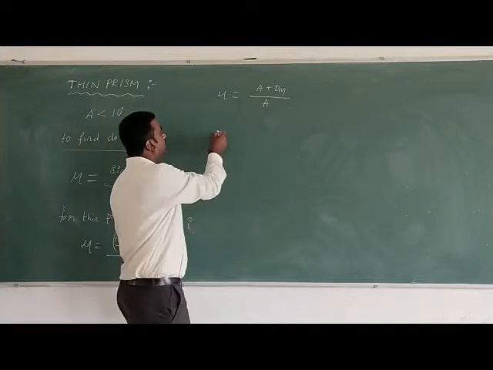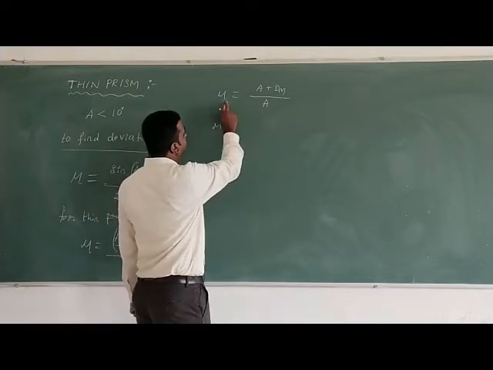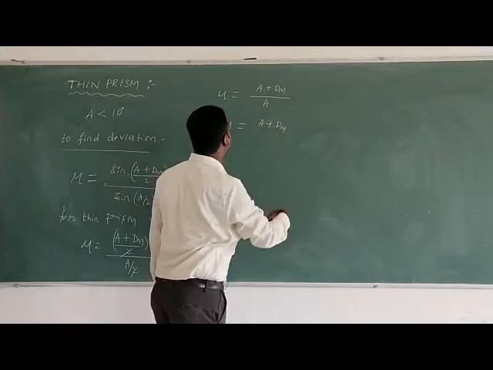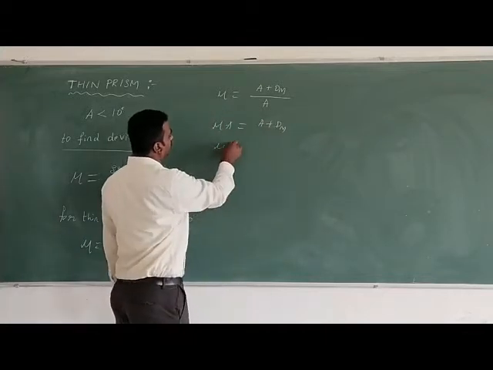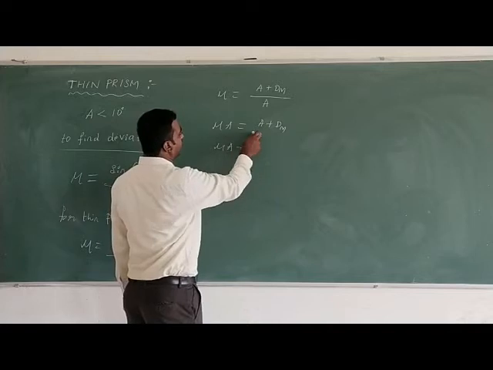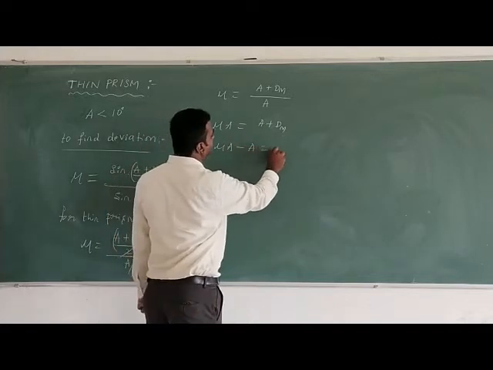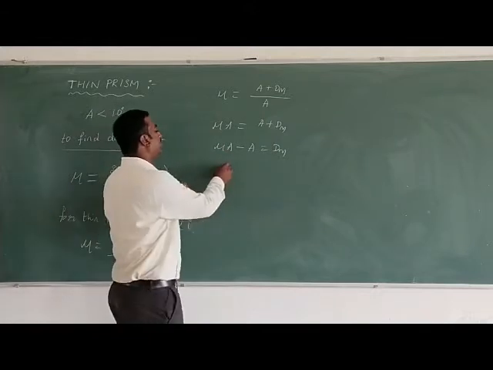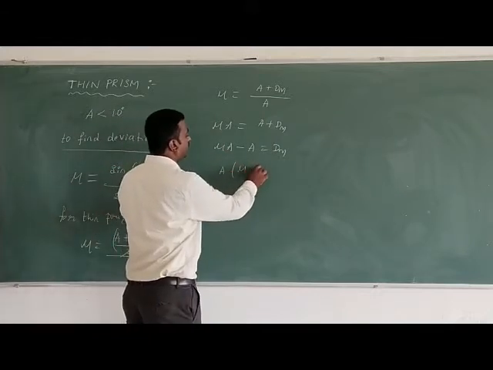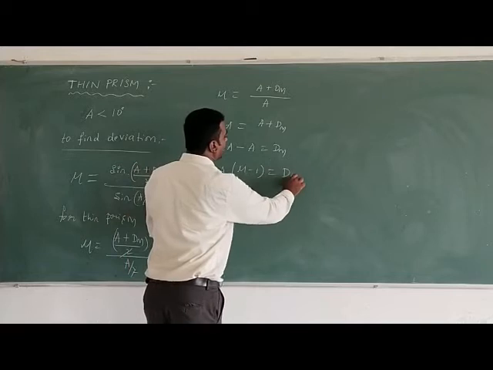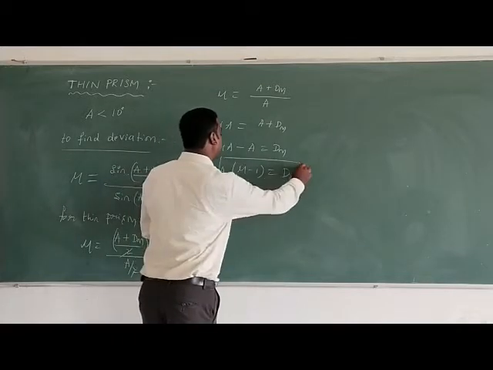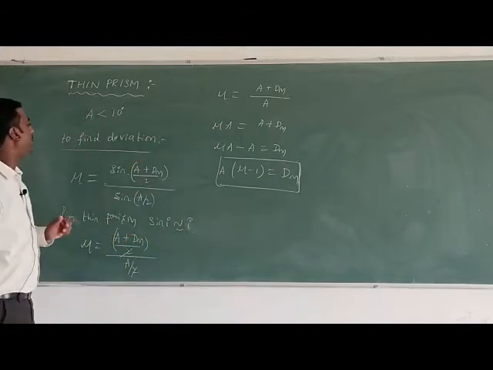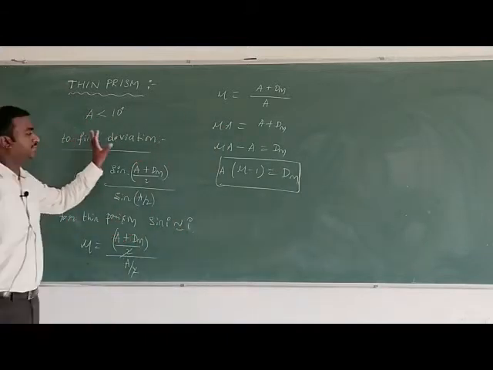If you cross multiply this equation, mu A equals A plus the minimum deviation dm. If you bring this A to the left hand side, mu A minus A equals the minimum deviation dm. What is common? The angle of the prism, so A times (mu minus 1) equals the minimum deviation. So this is the deviation produced by a thin prism.